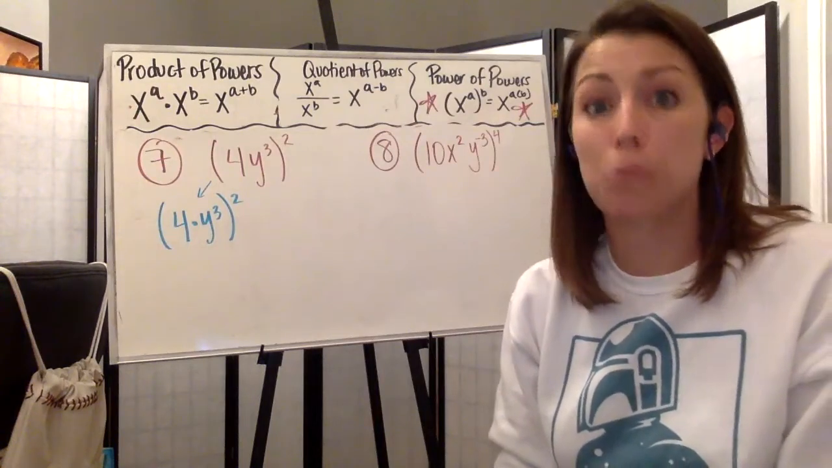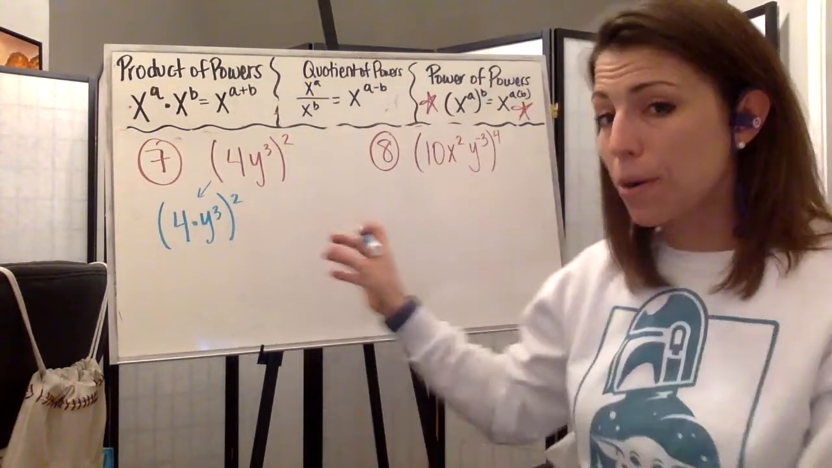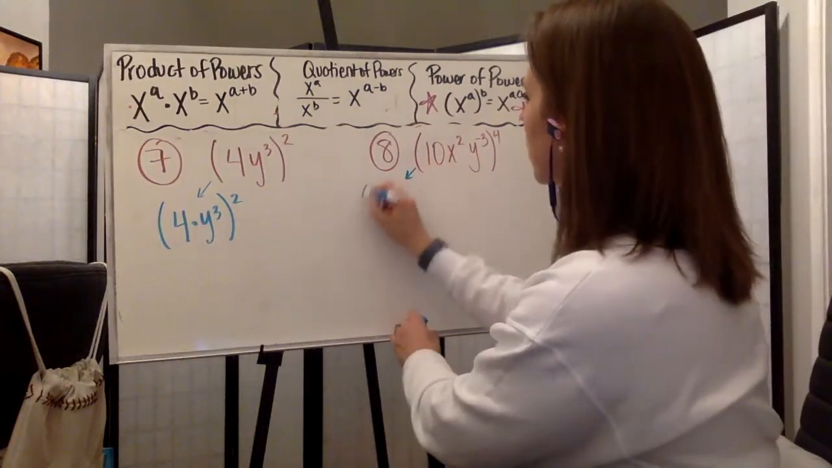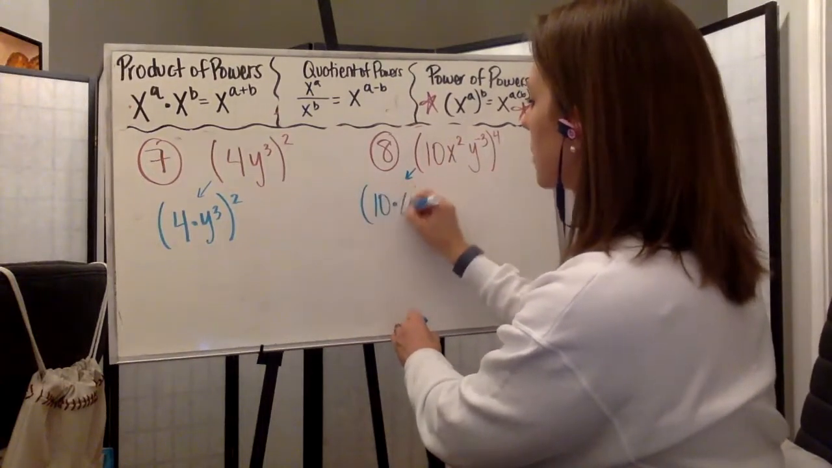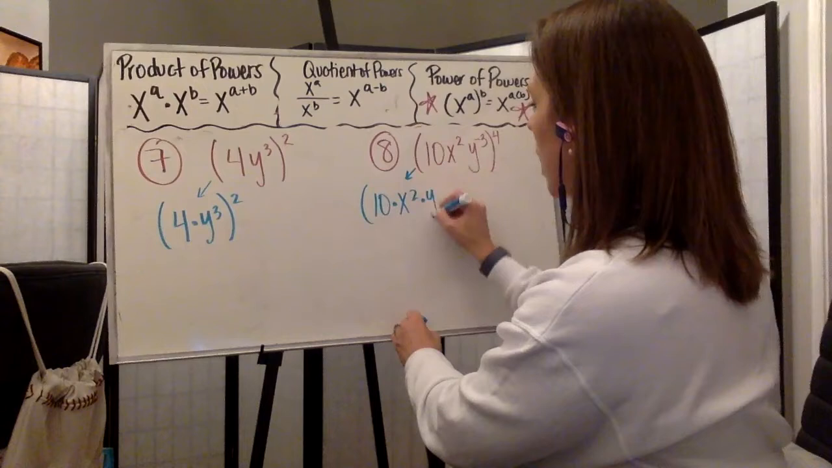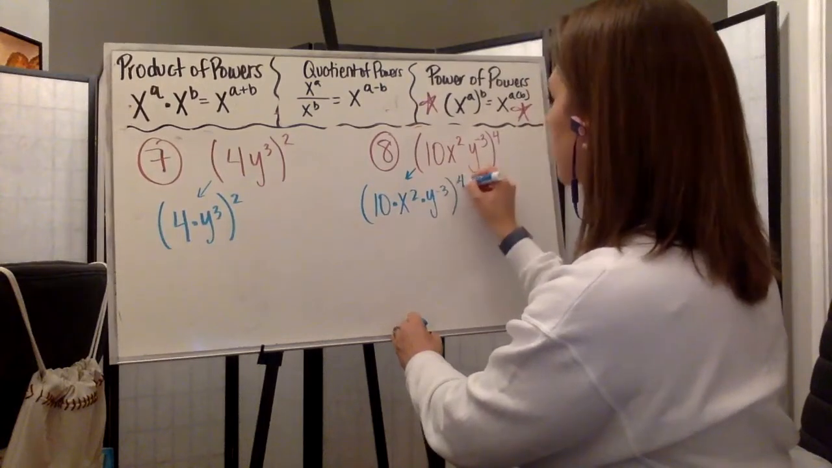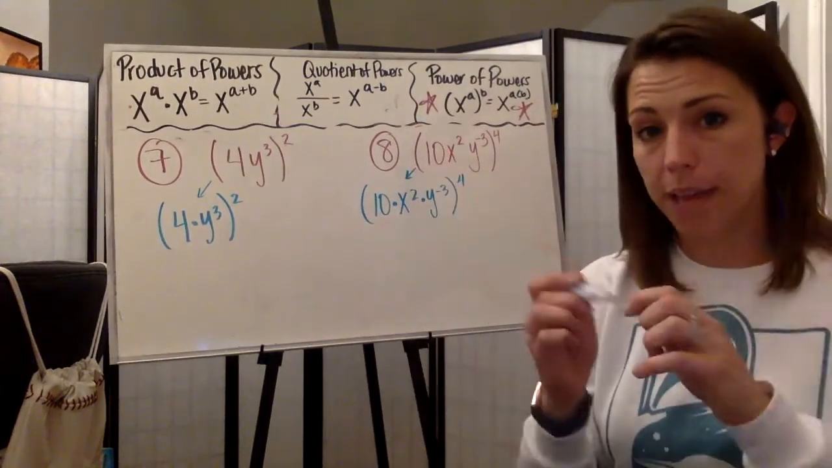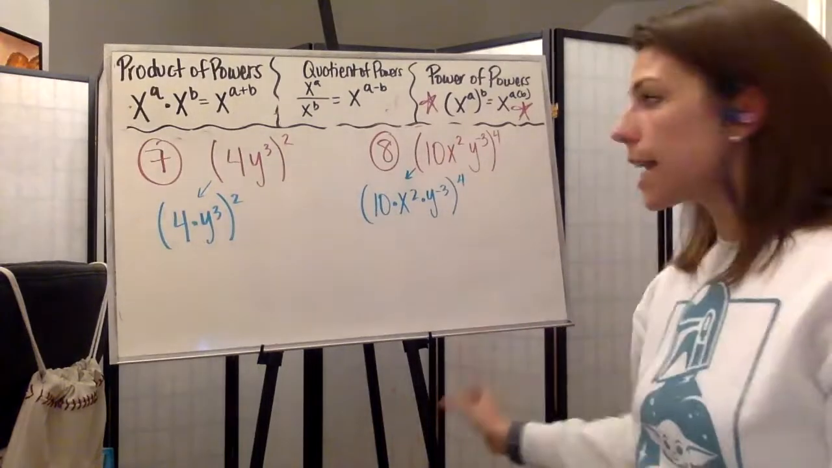And you would be wrong, okay? Separate the factors. Here, same thing. I'm going to separate inside the parentheses 10 times x squared times y to the negative 3rd raised to the 4th power, okay? Separate them. Put some distance in there. Got it? Okay, second step.